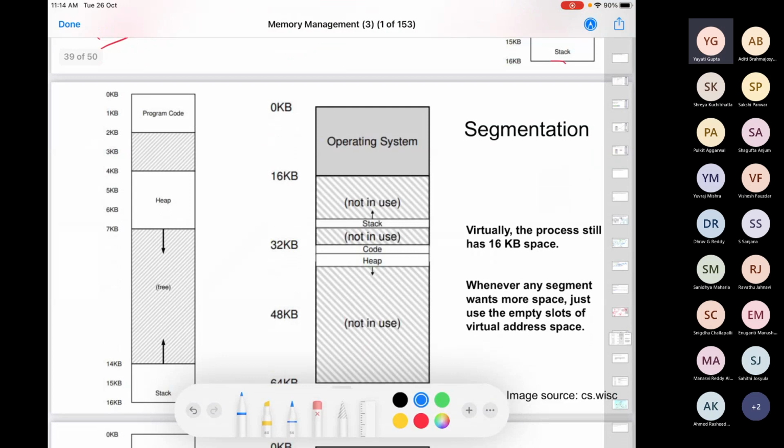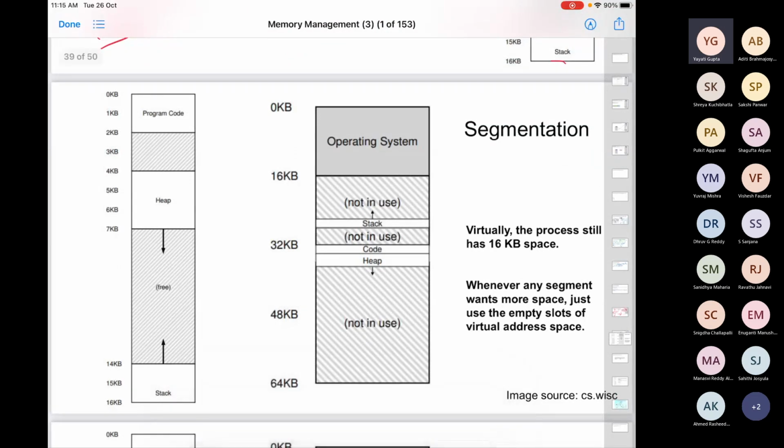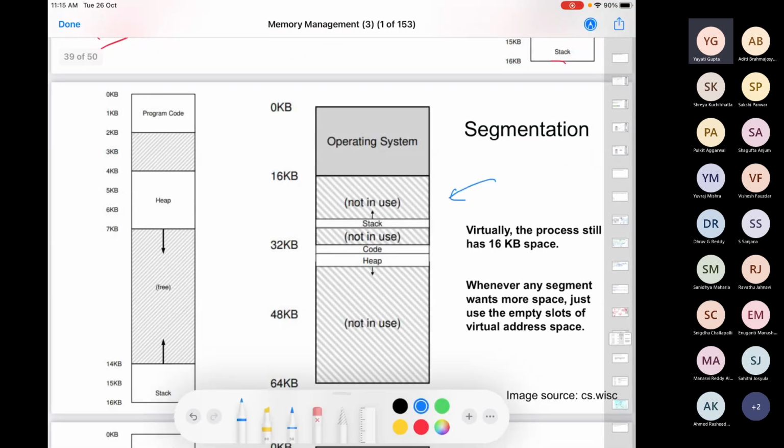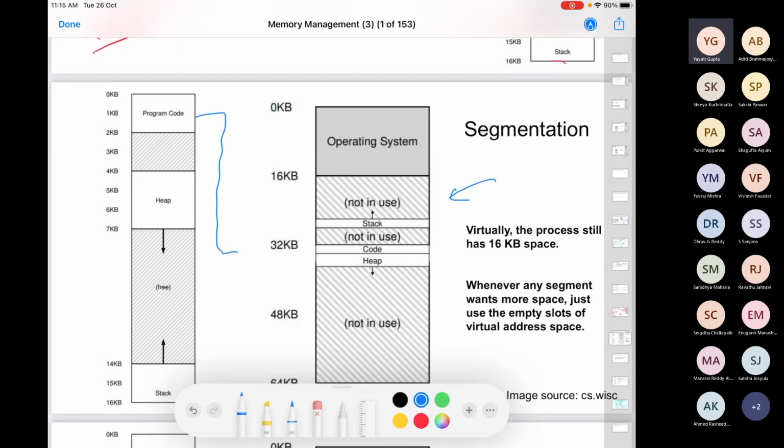So we can do it something like this. If you look at this figure here now, this is your main memory. Look at this program code part. It is loaded here, from 32 KB onwards. The heap part is loaded here, and your stack part is loaded somewhere here. And all of these are independent of each other. In the physical memory, I am not giving them any additional space.